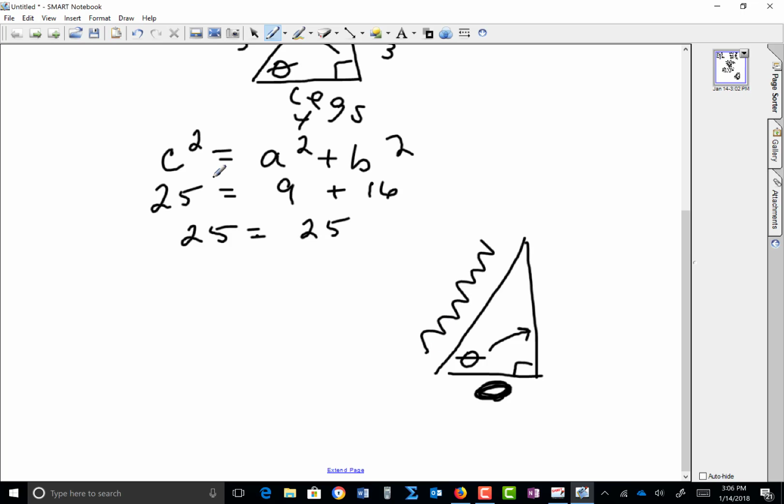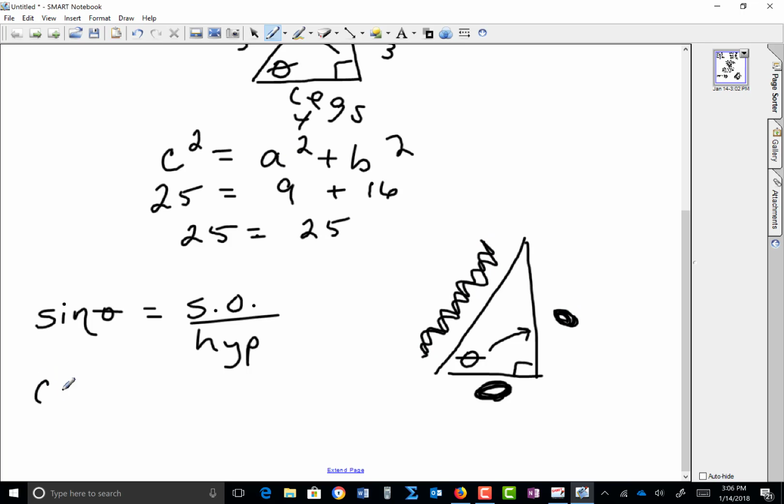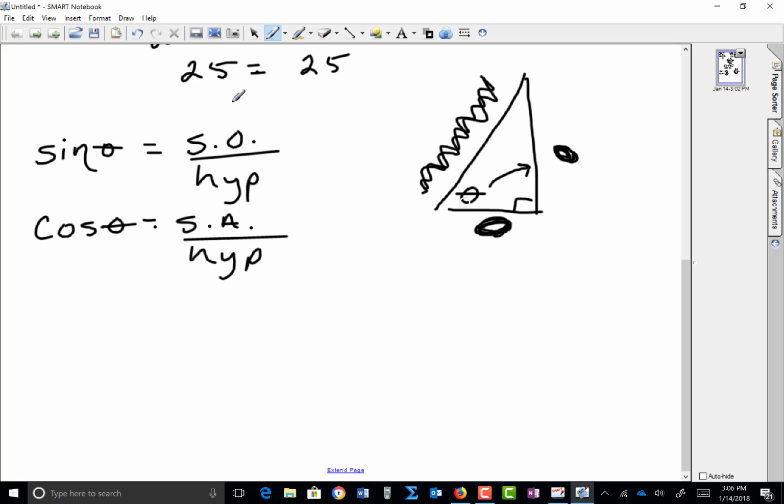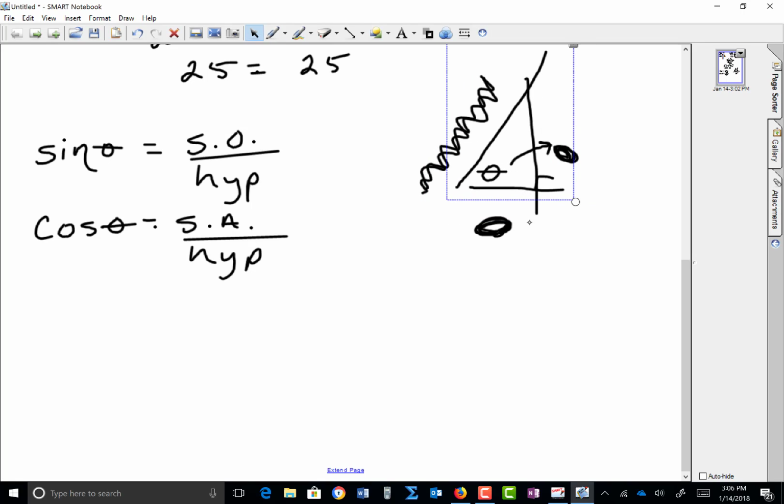So when I look at that angle, the definition of sine of theta is the side opposite of theta over the hypotenuse. So it's whatever this measurement is over whatever this measurement is. The definition of cosine is side adjacent over hypotenuse. And I'm abbreviating SA for side adjacent. And so here's theta. This side is the one that's opposite.